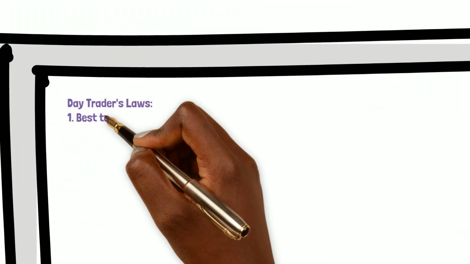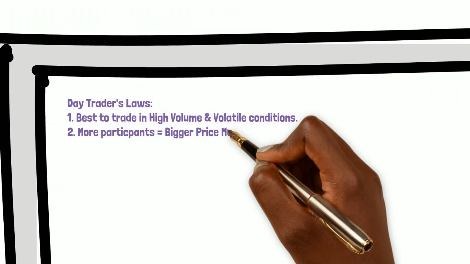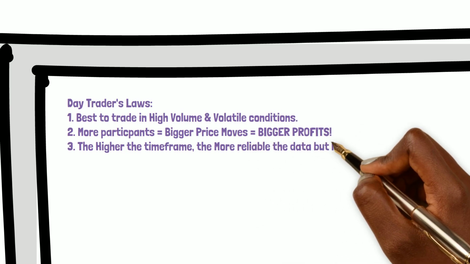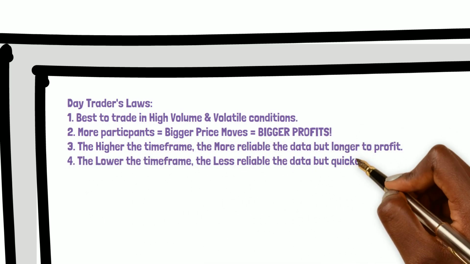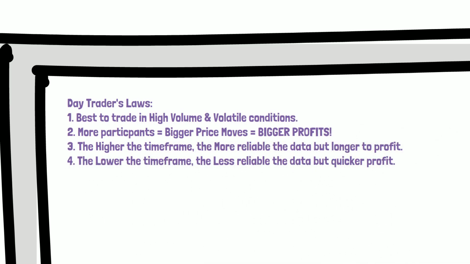So I have some day trader laws, which are key points and good things to remember when trading. Number 1, best to trade in high volume and volatile conditions. Number 2, more participants equals bigger price moves equals bigger profits. Number 3, the higher the time frame, the more reliable the data, but longer the profit. This is for swing traders.